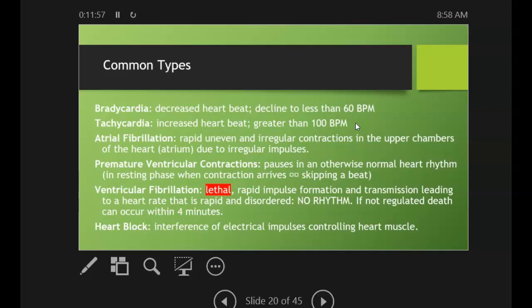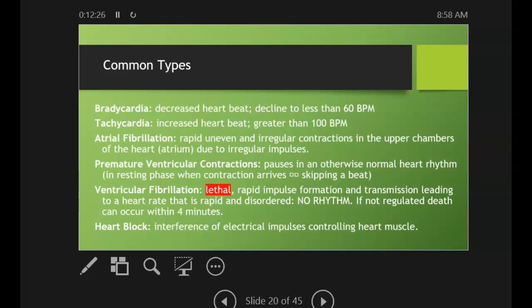And then ventricular fibrillation is the really bad one. That's the lethal one. It's rapid impulse formation and transmission leading to a heart rate that's rapid and disordered. It's basically described as no rhythm, or a jiggling. There's no contraction, there's no pumping. The heart's just not doing anything effective that's actually moving blood.